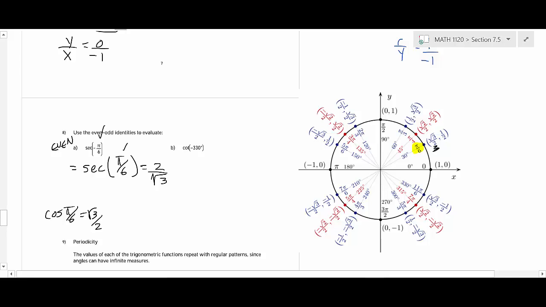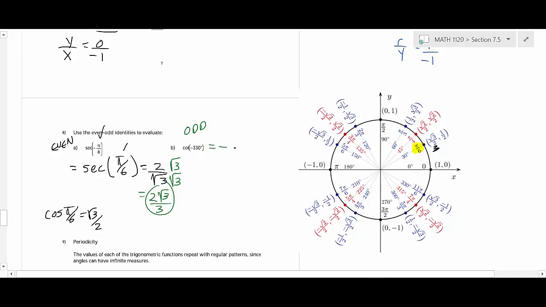Now rationalizing, if you can do it in your head, I'm fine with that because you sure are going to do that a lot in this class. So the answer is 2 root 3 over 3. That's how you do that. Everybody got that? Cotangent is an odd function. So let me do one last one here.